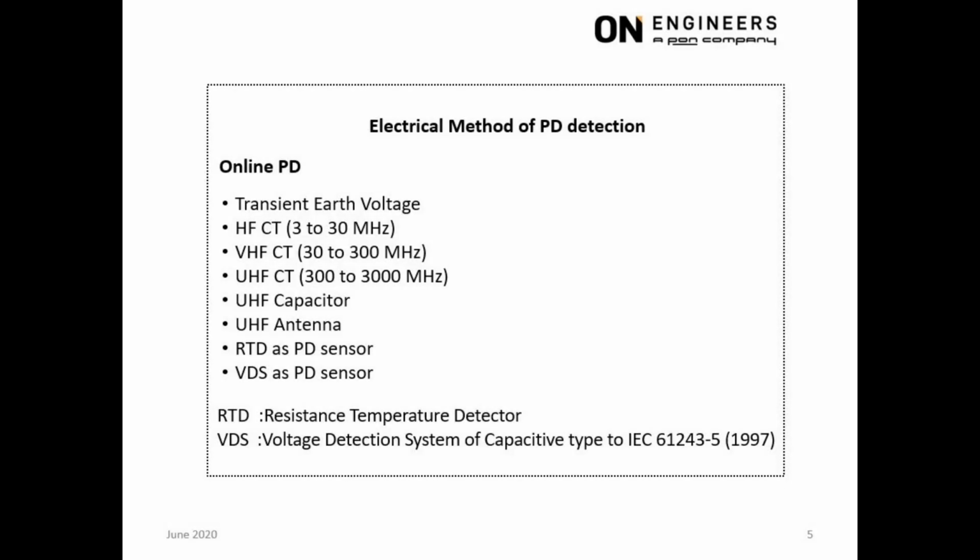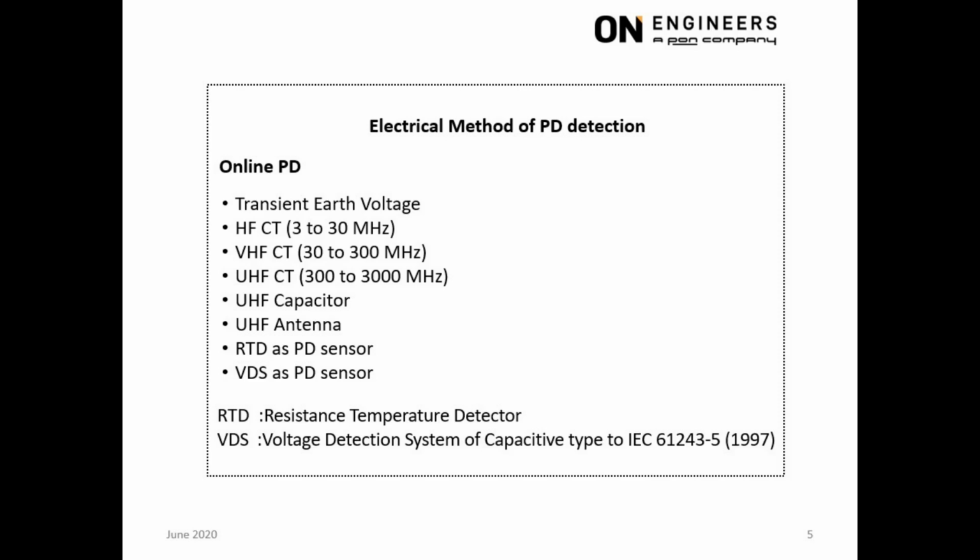This part of the sharing talks about the use of electrical sensors to detect PD. I will be sharing my experience in using electrical sensors for online PD detection. This includes measuring PD in 3 frequency ranges: 3 to 30 MHz HF or high frequency range, 30 to 300 MHz VHF or very high frequency range, 300 to 3000 MHz UHF or ultra high frequency range.